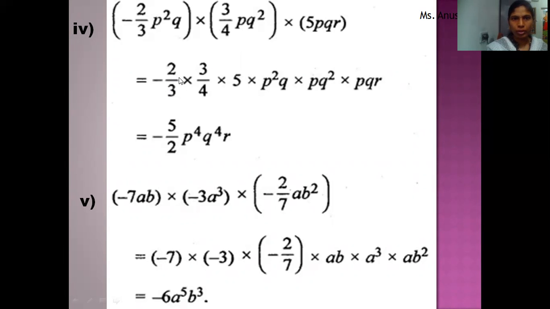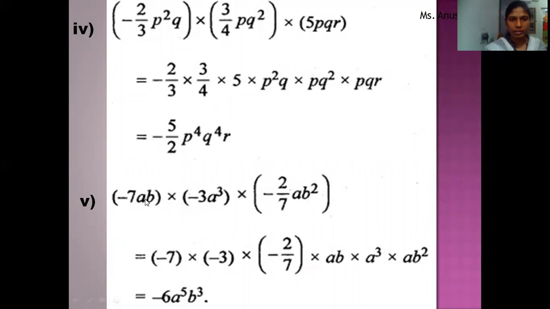Then this 3 will be cancelled out. On this, for 2 table, you can cancel this. So here 1 and 4 becomes 2. So finally we come across minus 5 by 2, and how many p terms are there? P square into p into p, so total p power 4, and q into q square into q, so q power 4, and only one r is there. So final answer is minus 5 by 2 p power 4 q power 4 r.